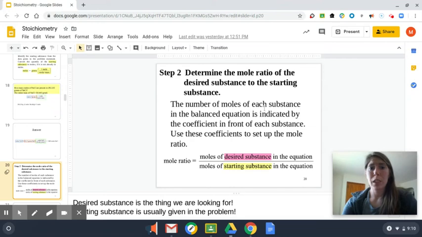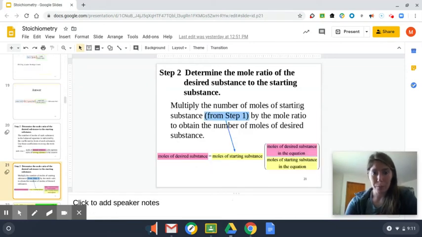Now, step 2 is determine the mole ratio of desired substance to the starting substance. So I put down here in my show notes, desired substance is the thing that we are looking for. Okay, that always stays on top. The starting substance is what's given in the problem. So desired stays on top, starting goes on bottom. And that's going to make a little bit more sense when you actually see it in number form.